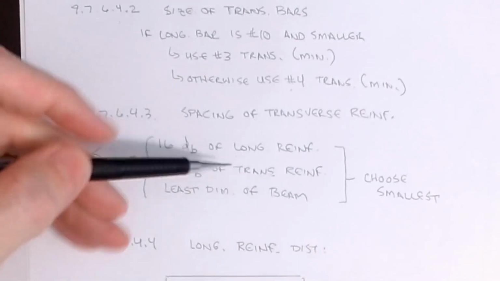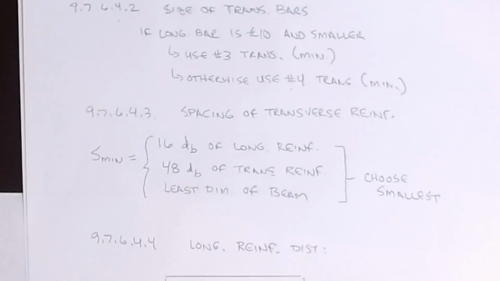So the moral of the story with torsion is you always have a longitudinal requirement and a transverse requirement that you're looking at based on what you choose. And of these you choose the smallest.